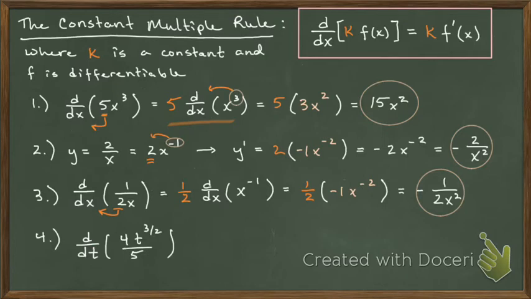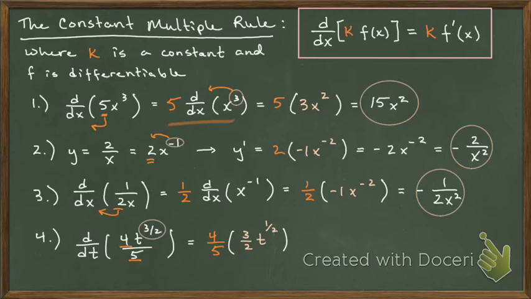Derivative with respect to t now, d dt, of 4t to the 3/2 divided by 5. Okay, we handle this pretty much like we did the last one. Since the power of t is already there and already positive, I don't really have to move it anywhere. I don't have to rewrite it. I would just take this 4/5 outside of my derivative.